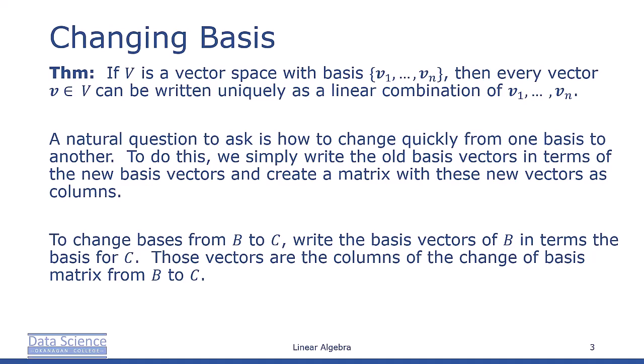To do this, we simply write the old basis vectors in terms of the new basis vectors and create a matrix with these new vectors as columns. We saw that in the preceding video. To change basis from B to C, we write the basis vectors B in terms of the basis for C. Those vectors are the columns of the change of basis matrix from B to C.